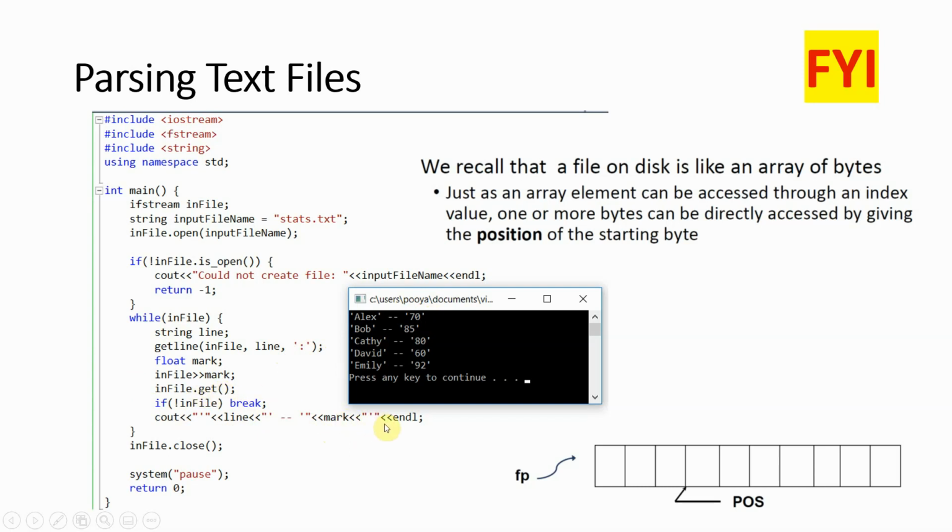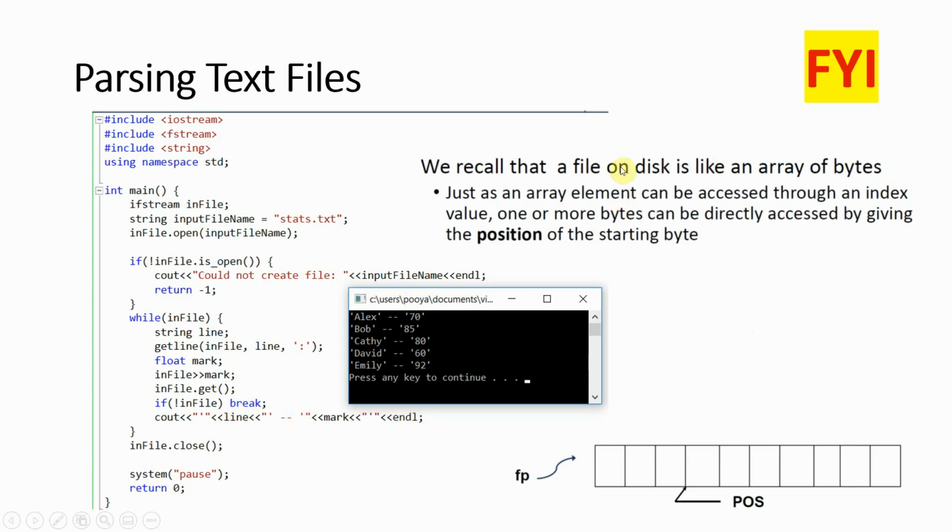Okay, so this is basically assuming that we had a file saying Alex colon 70, Bob colon 85, Kathy colon 80, and so on, and we wanted to change it to this format. This is how it is done.